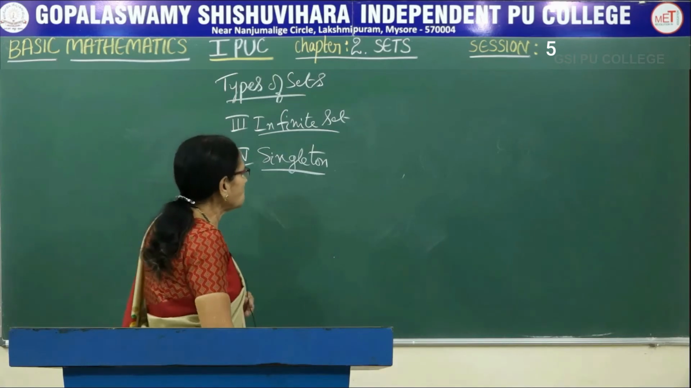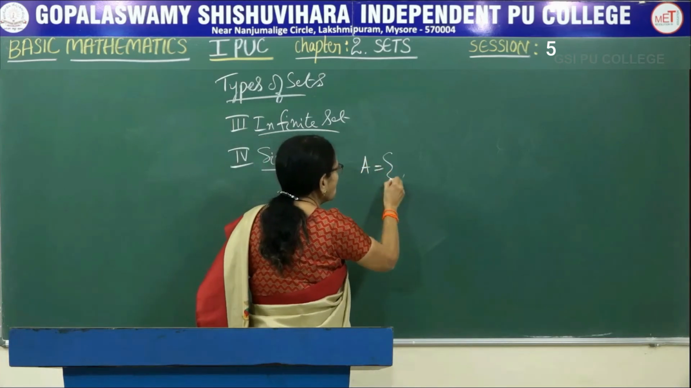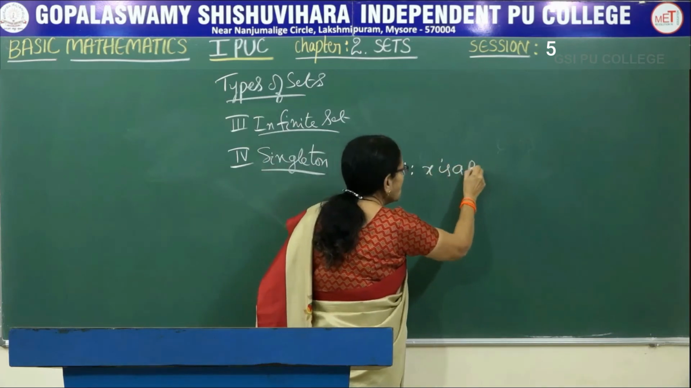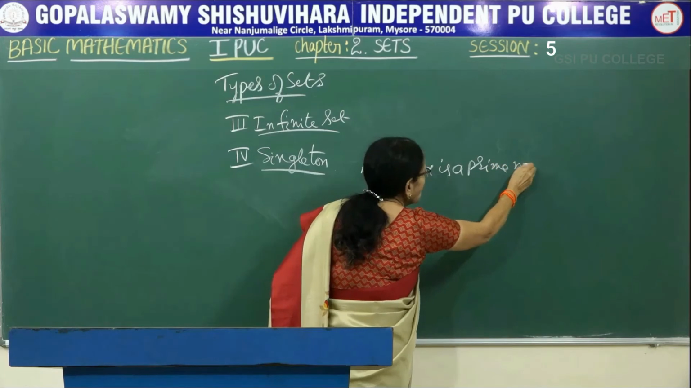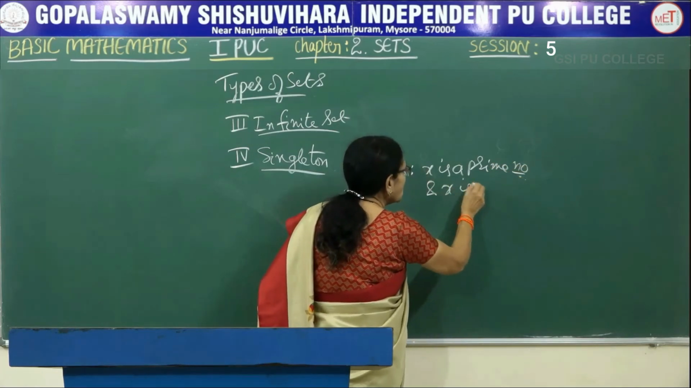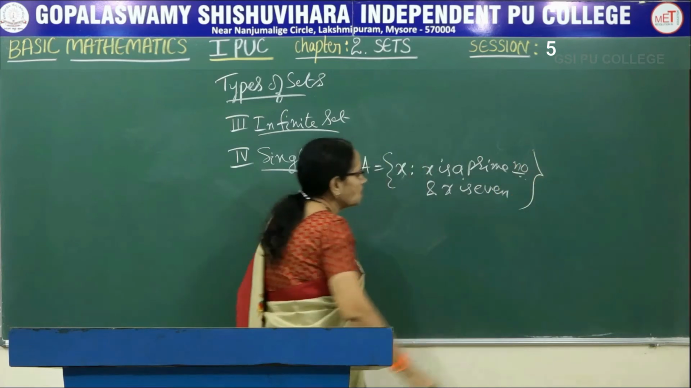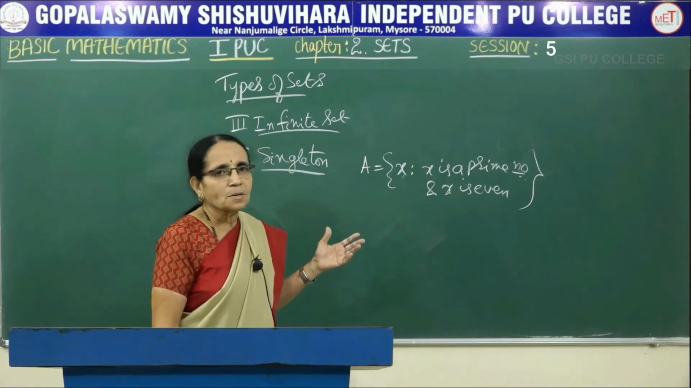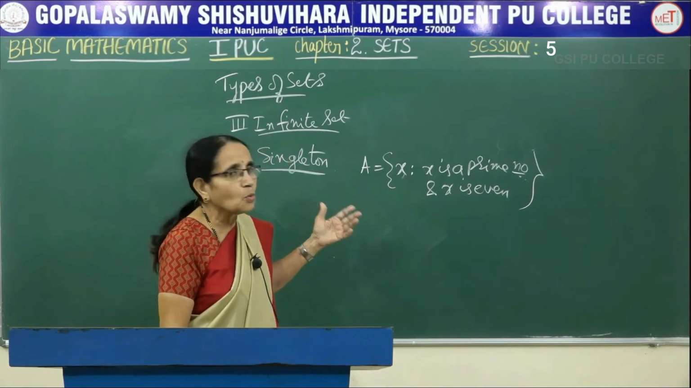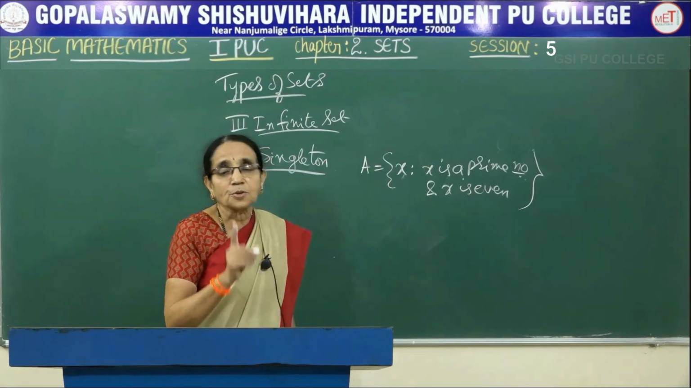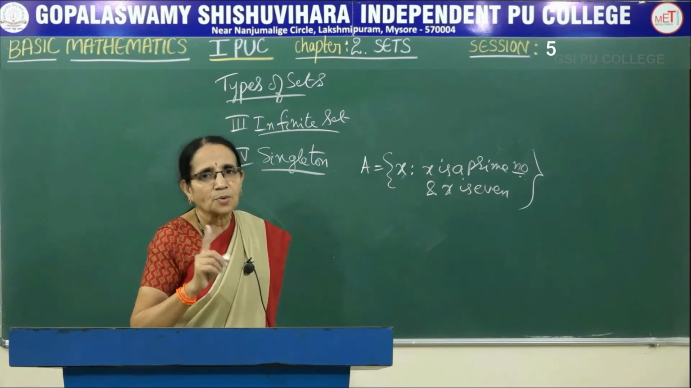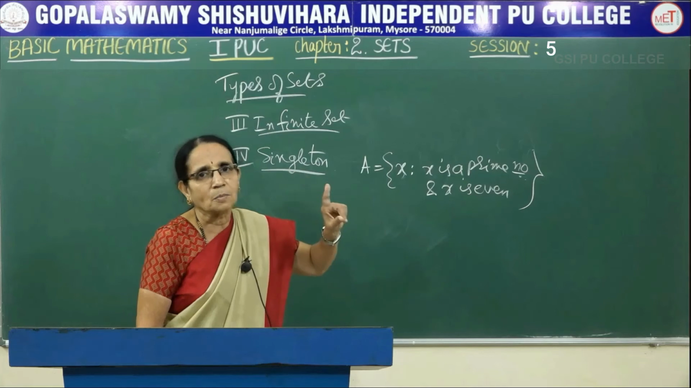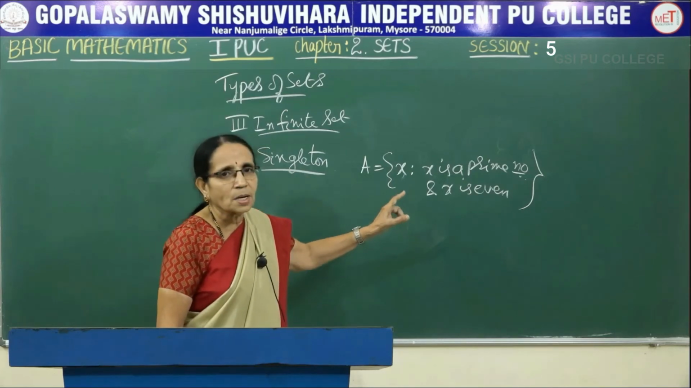Suppose I denote a set like this. Let the set A contain all x such that x is a prime number and x is even. I have given the definition of a prime number in the earlier classes; you are familiar with it. A prime number is one which is greater than 1 and can be divided only by 1 and itself. What is the first prime number? 2. Then 3, 5, 7, 11, like that. You observe all the remaining prime numbers are odd numbers, starting with 3. 2 is the only even prime number.